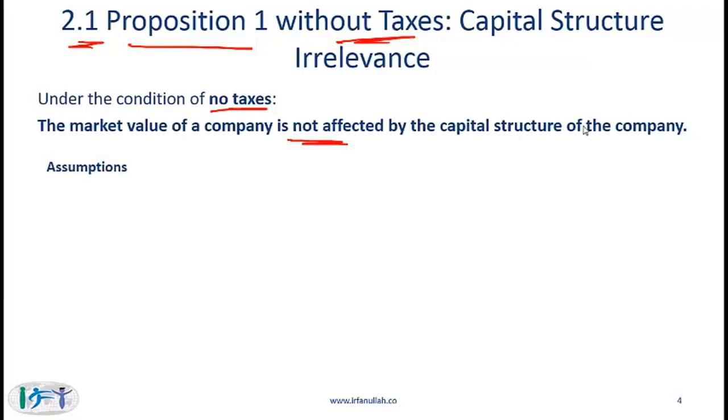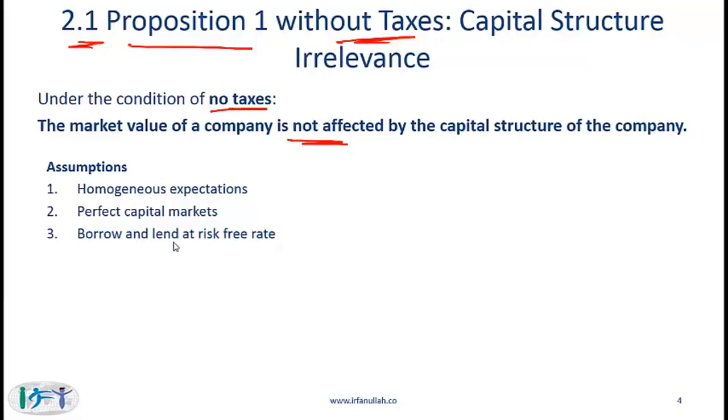So what are those assumptions? The first assumption is homogeneous expectations. In other words, all investors are expecting the same returns, the same standard deviation, the same correlations. Perfect capital markets: what this essentially means is that in capital markets, there are no transaction costs, there are no taxes, there are no bankruptcy costs.